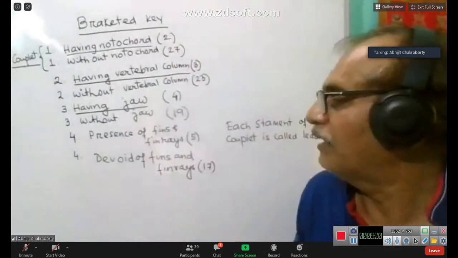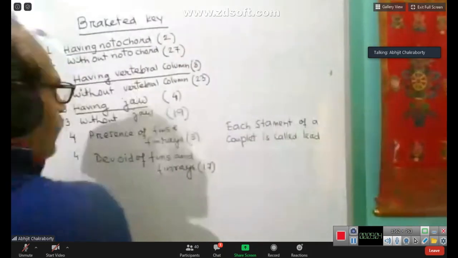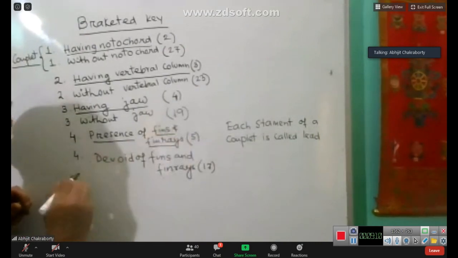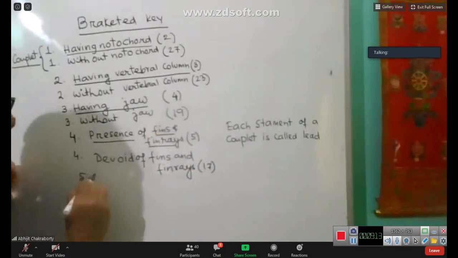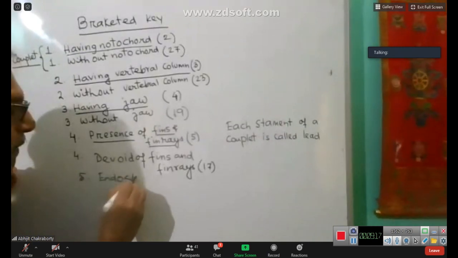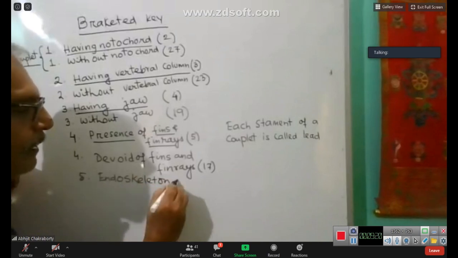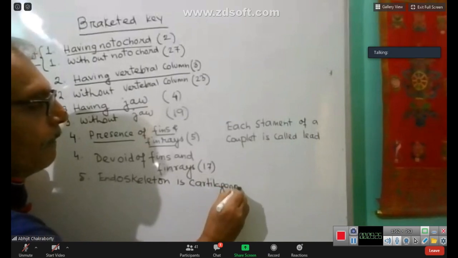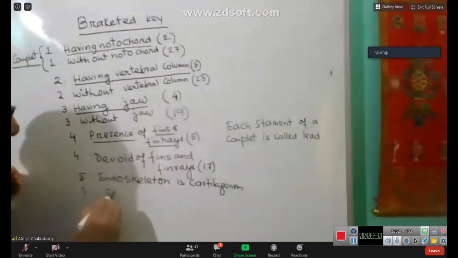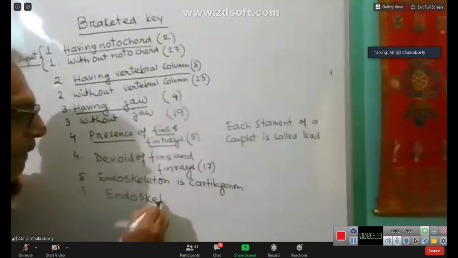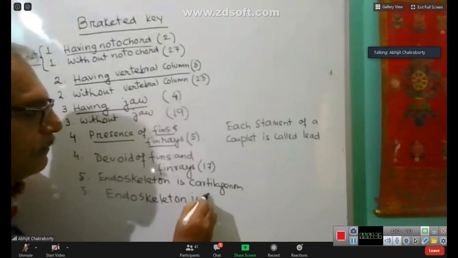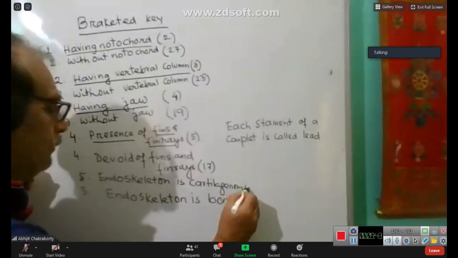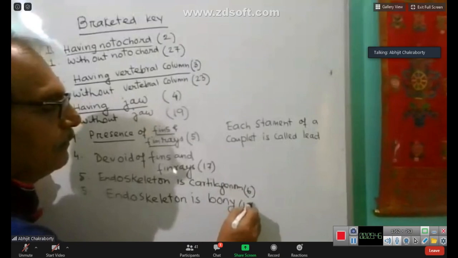So, look here now. I am doing another one. Suppose here, the presence of fins and fin rays is selected. So, you have to follow what is written in 5. And the skeleton is cartilaginous, and the skeleton is bony. Suppose here it is 6. Here it is, suppose, 13.